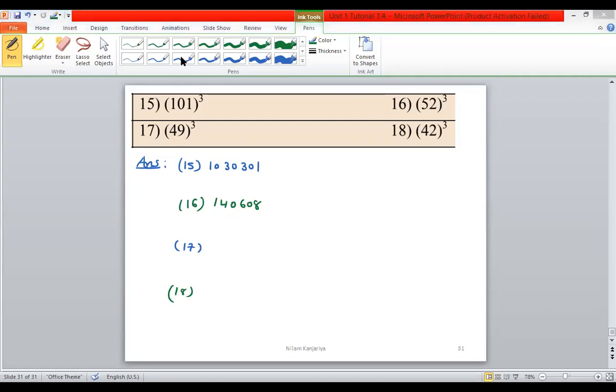This is your cube identity. The positive identity is like a way. This is the formula of the positive cube. A cube, B cube, 3AB, A plus B. And the negative identities, you can use anything.